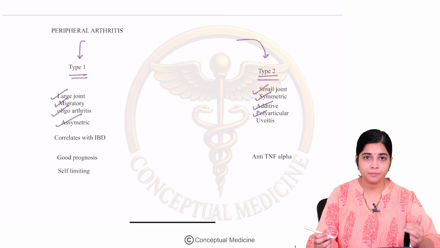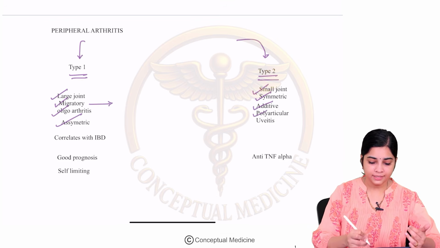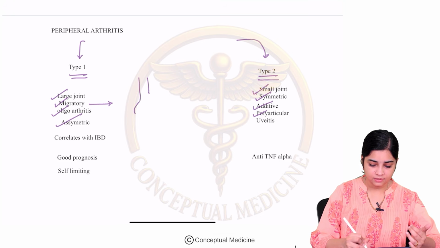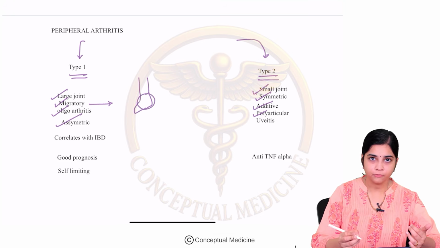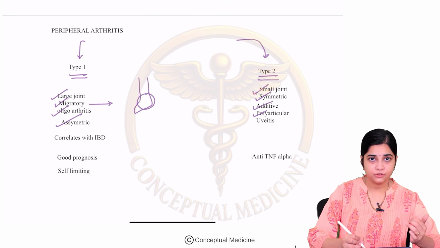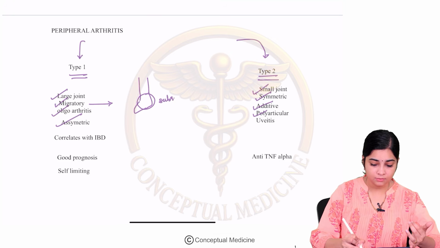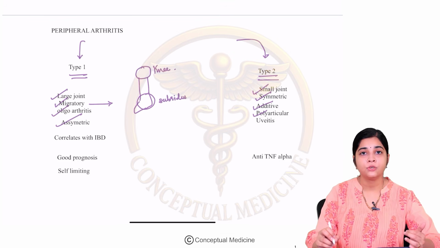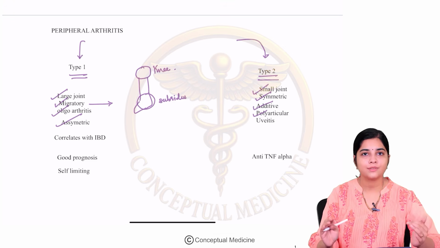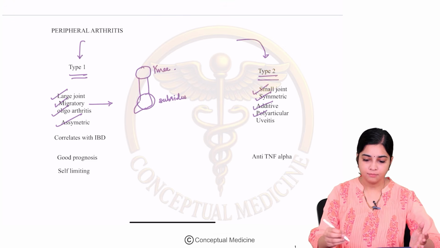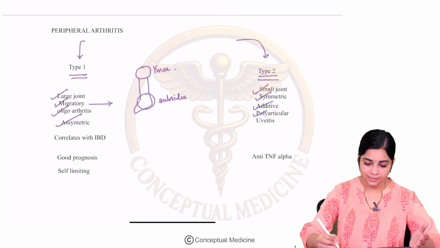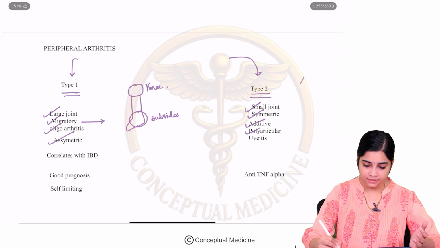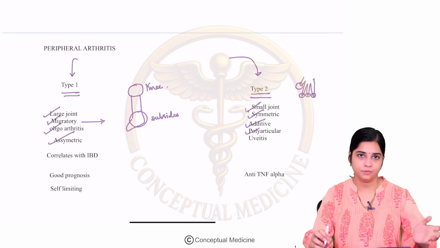Okay, so what do you mean by migratory versus additive? Migratory means that, let us say that this is your ankle. So you have ankle involvement here. Now after the ankle joint swelling subsides, then only you can have knee involvement, right? So there can be inflammation of the ankle that subsides, and then you have knee involvement. So that is your type 1 peripheral arthritis. But in type 2, what you have is additive in nature. That means that if your small joints are involved here, together you can have multiple joints involved.